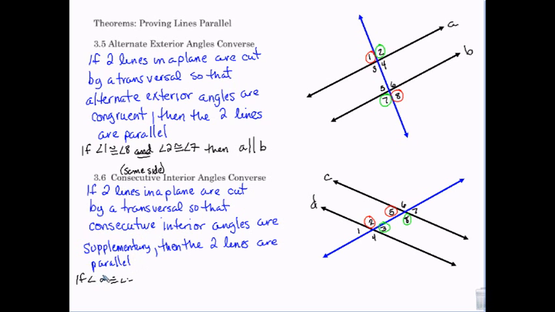So if angle 2, let me rewrite that. If the measure of angle 2 plus the measure of angle 5 is equal to 180, and the measure of angle 3 plus the measure of angle 8 is equal to 180, then C is parallel to D. So when they're on the same side, they're going to add up to 180. When they're on opposite sides, then they're congruent.